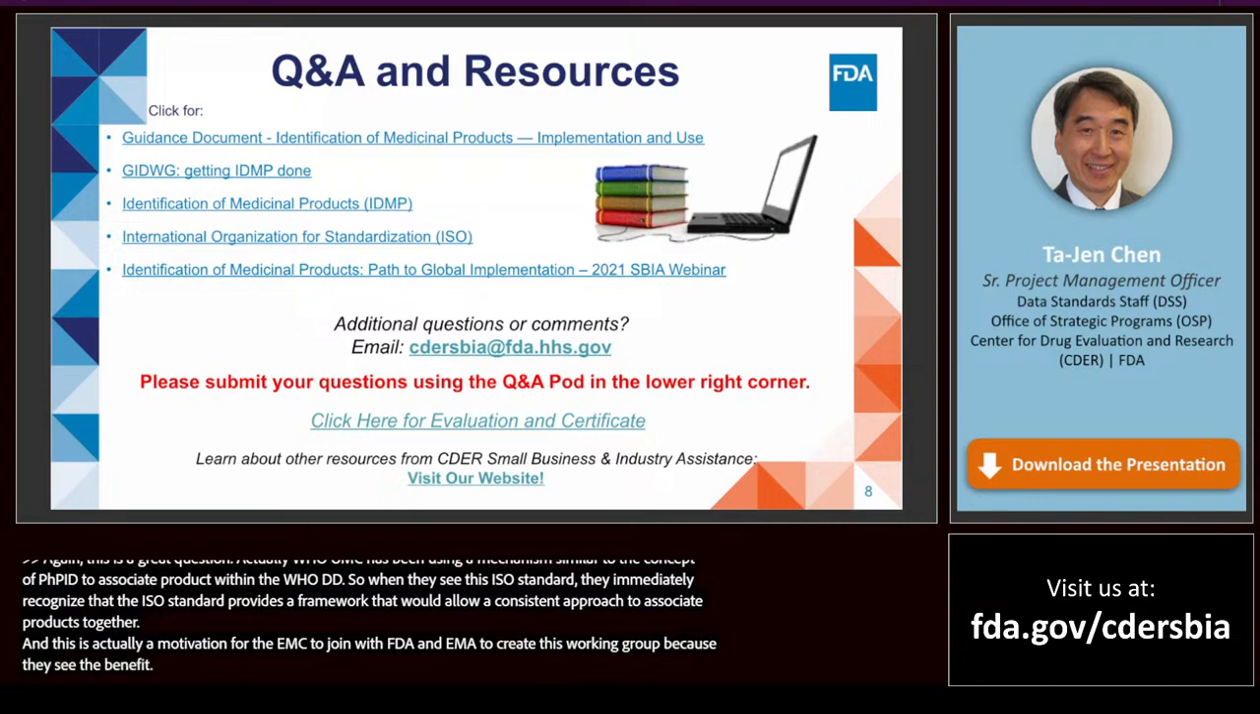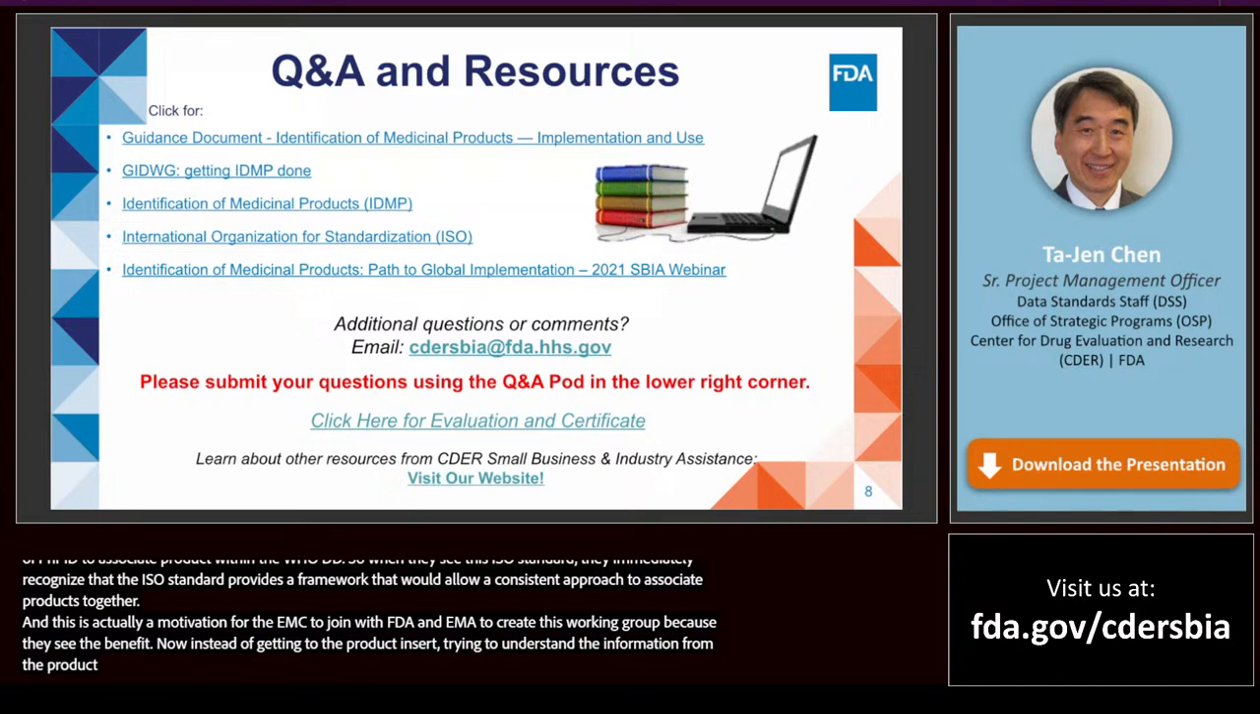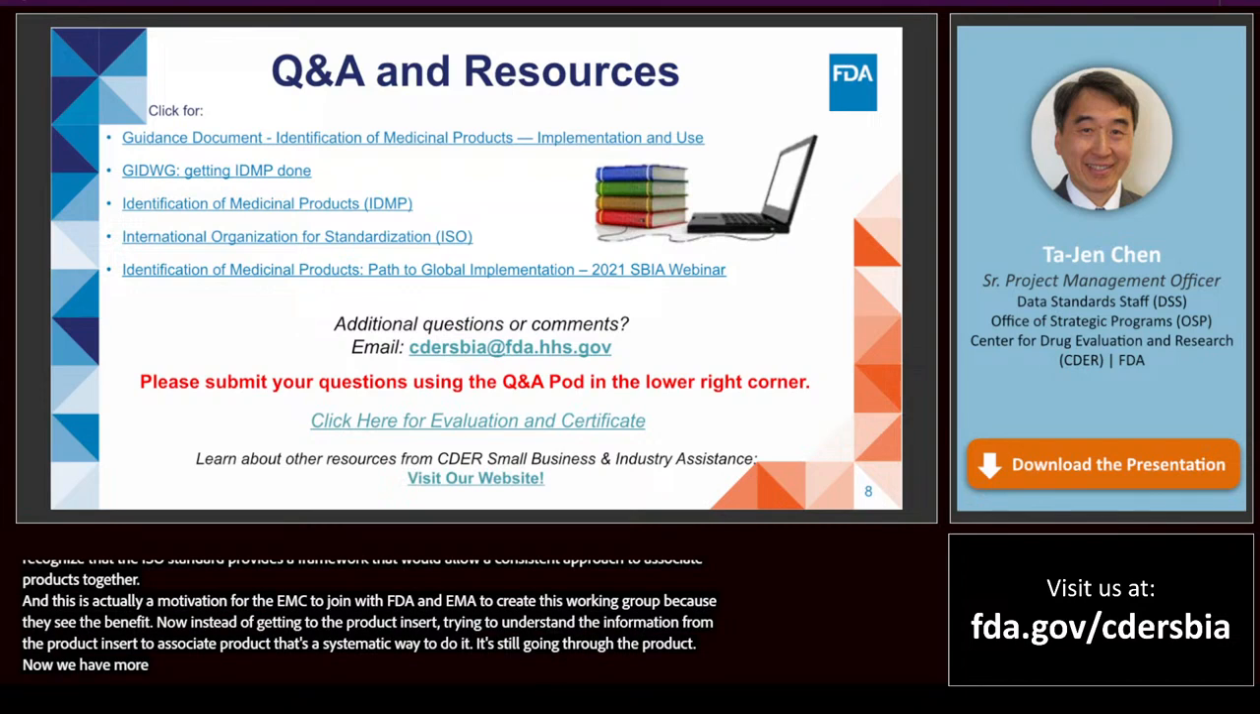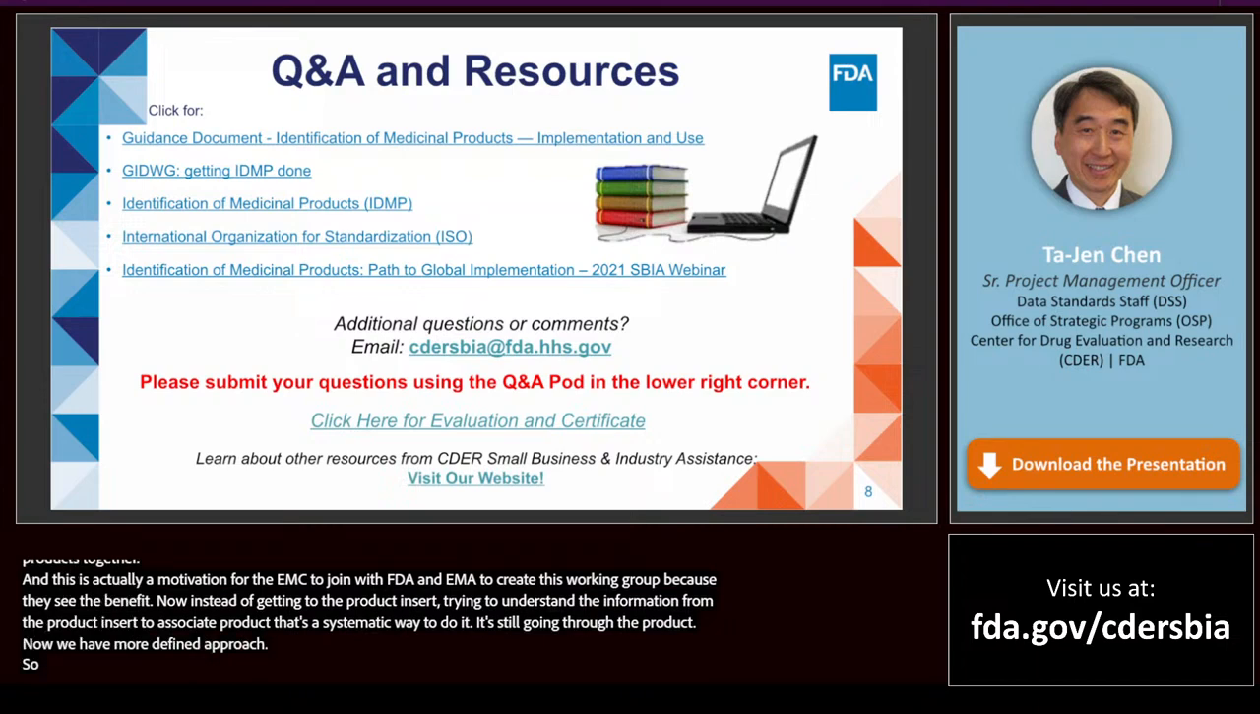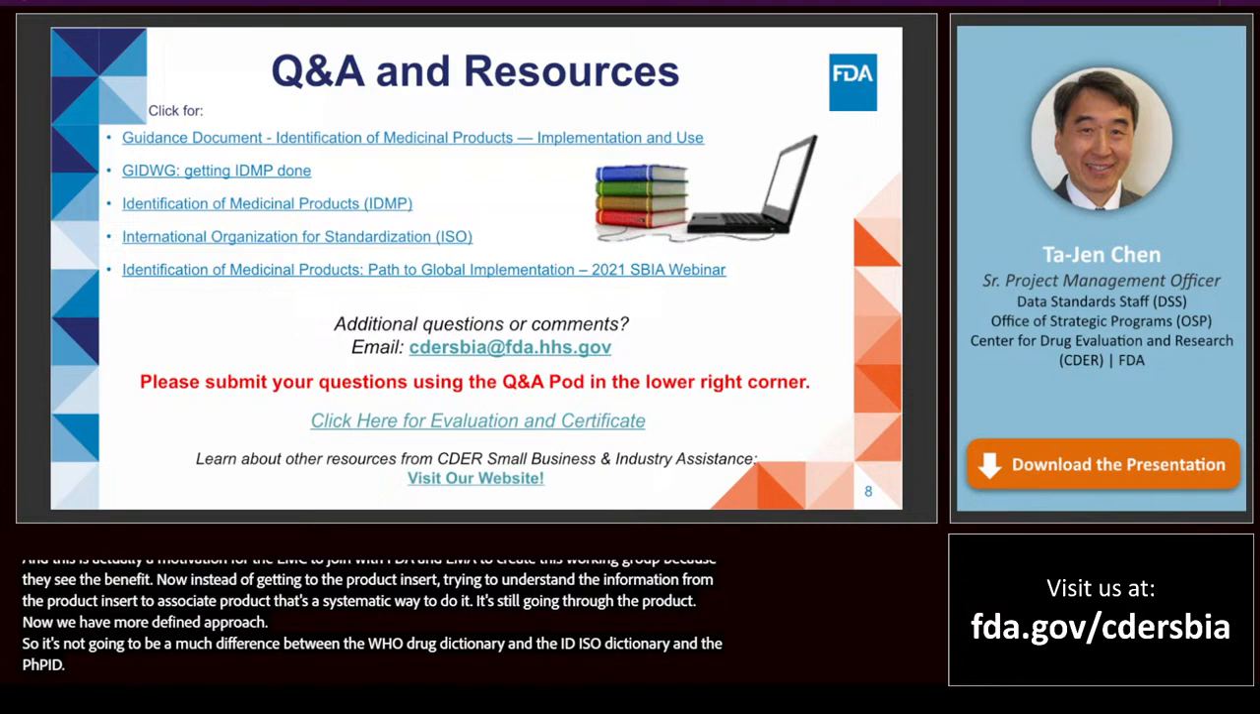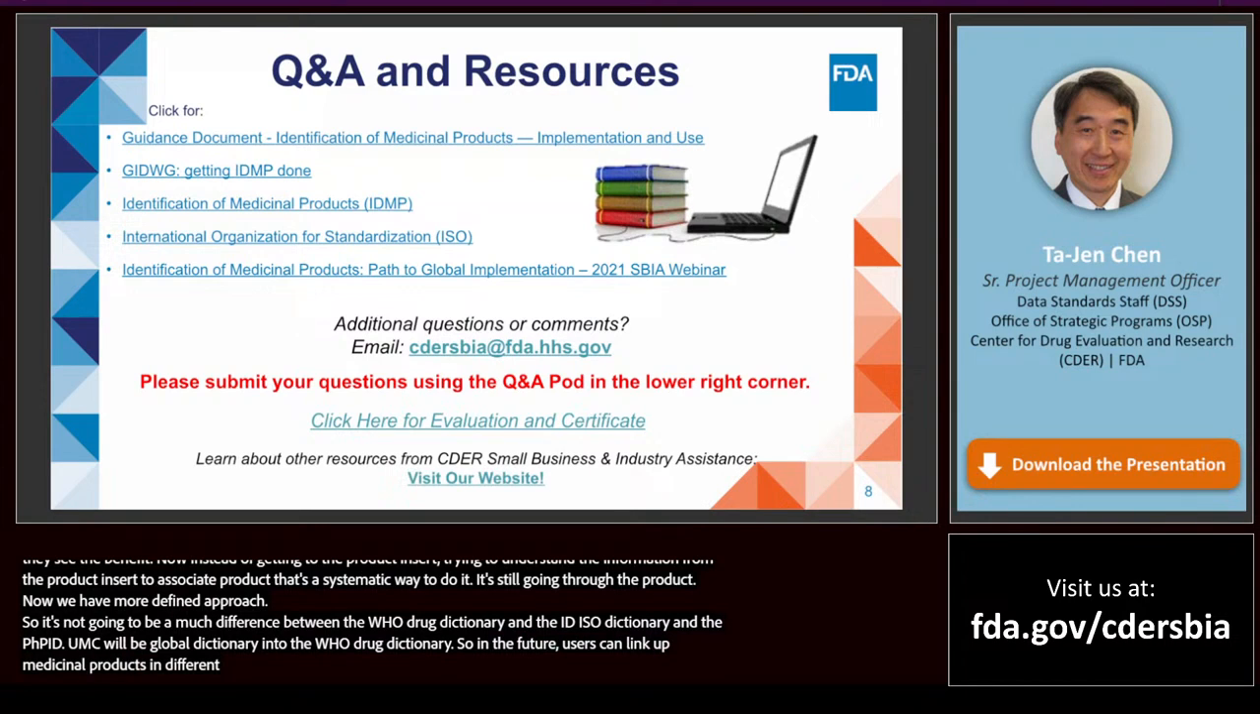Now, instead of going to the product insert and trying to understand the information from it to associate products, there's a systematic way to do it. I mean, they still go into the product insert, but now we have a more defined approach. So there's not going to be much difference between the WHO drug dictionary and the ISO IDMP, or more specifically the PHPID. And WHO UMC is even going to incorporate the global PHPID into the WHO drug dictionary, so that in the future, users can link up medicinal products in different regions based on the same global PHPID.